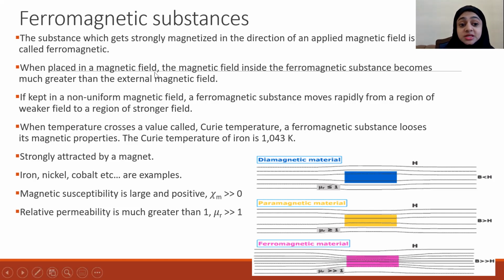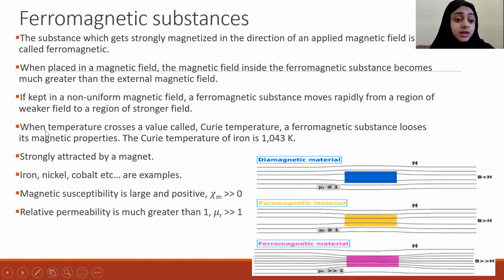And when placed in a magnetic field, the magnetic field inside the ferromagnetic substances becomes much greater than the external magnetic field. That's evident in this figure. Now, if kept in a non-uniform magnetic field, a ferromagnetic substance moves rapidly from a region of weaker field to a region of stronger field because they are strongly attracted by the magnetic field.